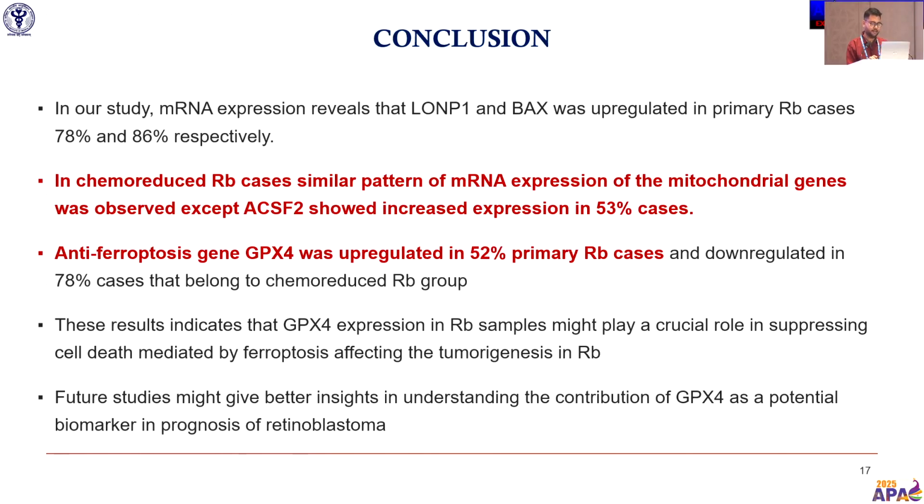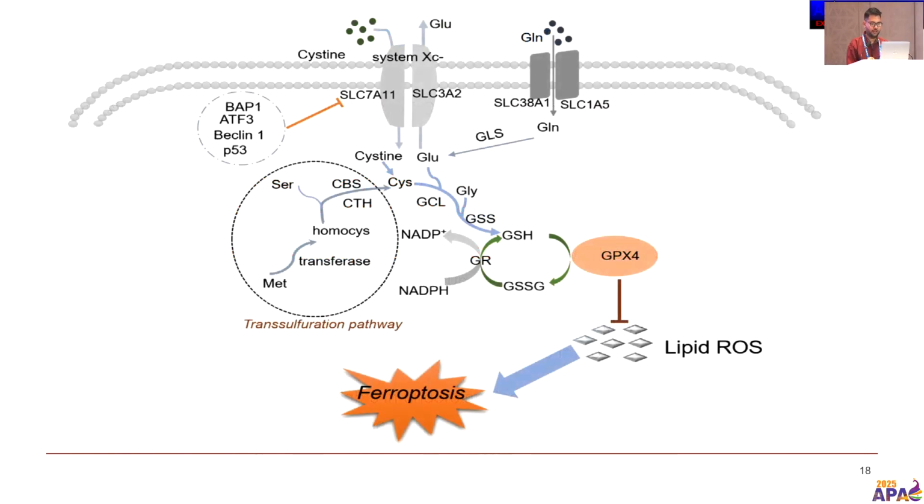This result indicates that GPX4 expression in RB samples might play a crucial role in suppressing ferroptosis-mediated cell death, affecting tumor origenesis in RB. Further studies might give better insight into the contribution of GPX4 as a potential biomarker in the prognosis of retinoblastoma. The take-home message is that GPX4 is a central mediator of the ferroptotic pathway.